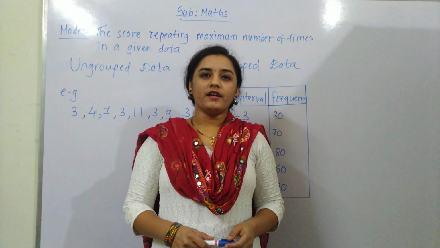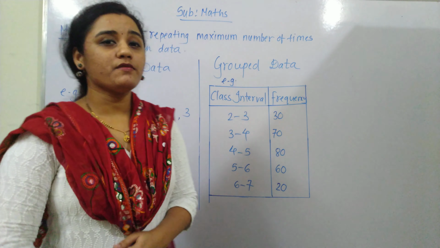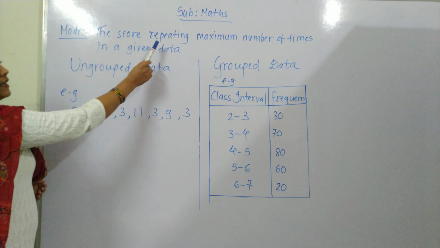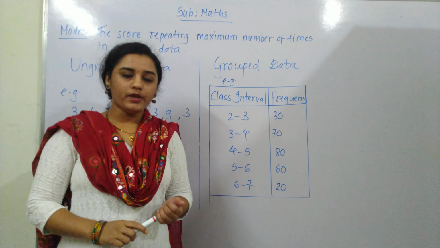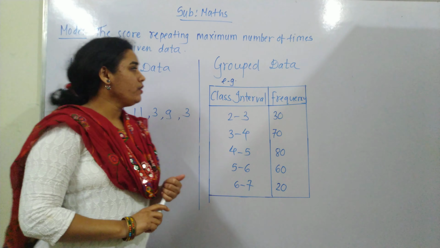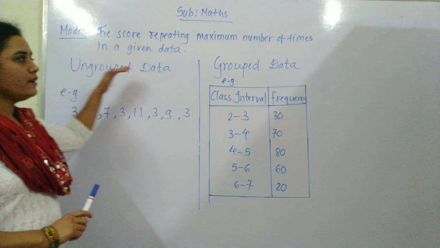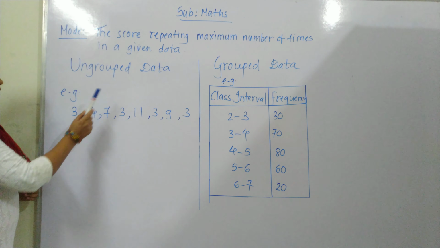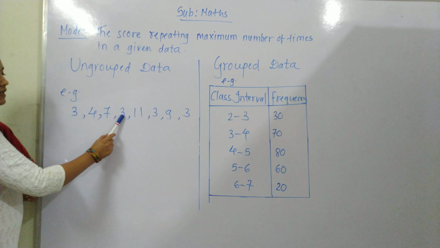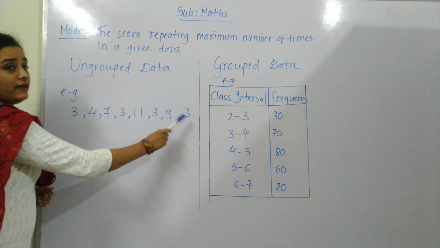Today we are going to study mode. Now, mode means what? The score repeating the maximum number of times in a given data. Okay, we can find out mode for ungrouped data and for grouped data. Now, an example for ungrouped data: 3, 4, 7, 3, 11, 3, 9 and 3.